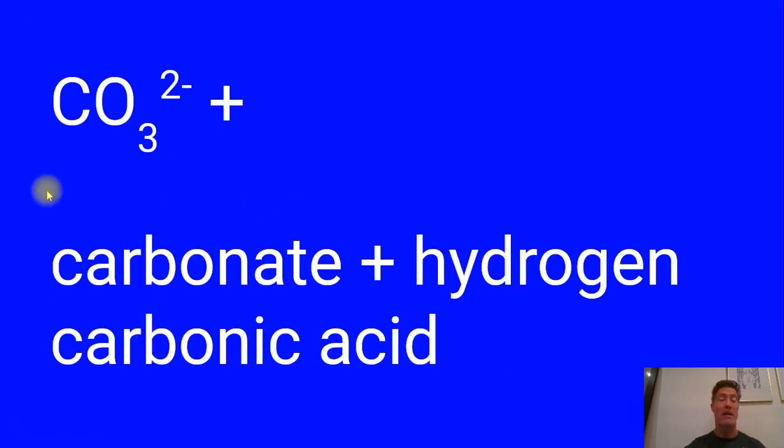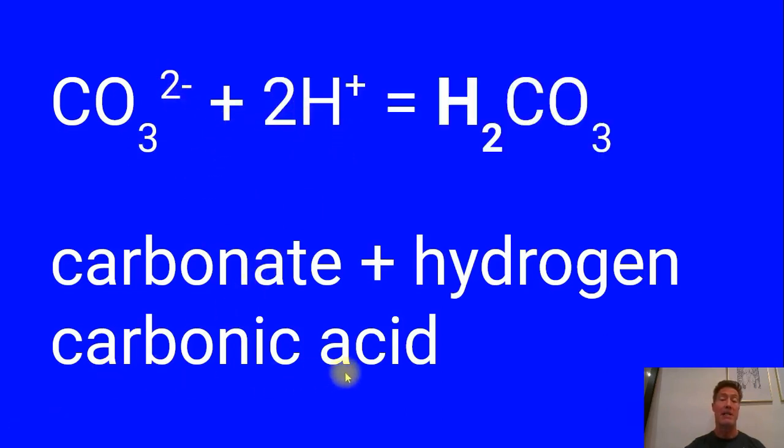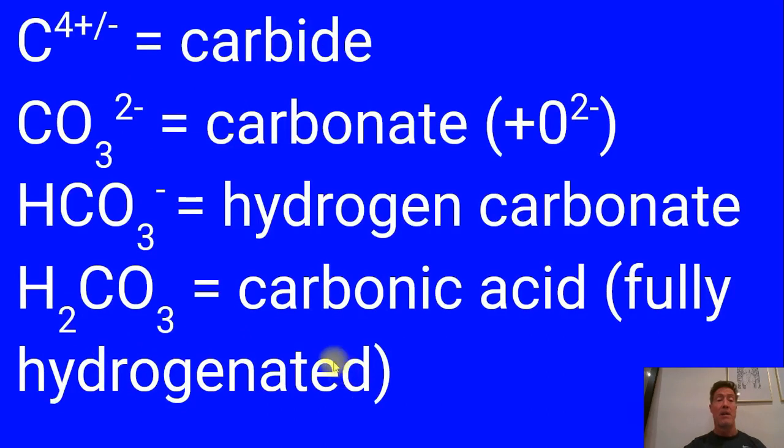Okay, one last one, I think. Carbonate has a -2, so it would take 2 hydrogens to convert it to carbonic acid. And remember, just like that, before we get to carbonic acid, where it's fully hydrogenated, we have this partial step where we just have 1 hydrogen added to the carbonate, which makes it hydrogen carbonate.